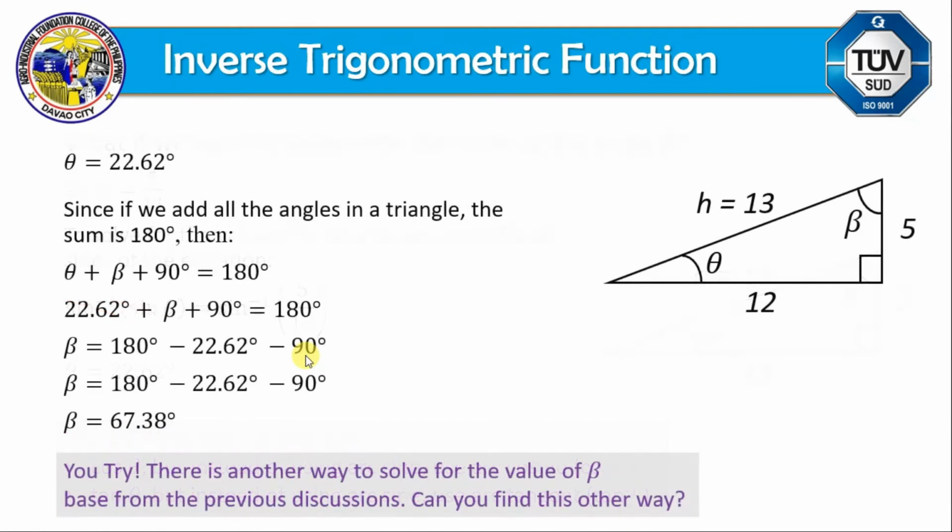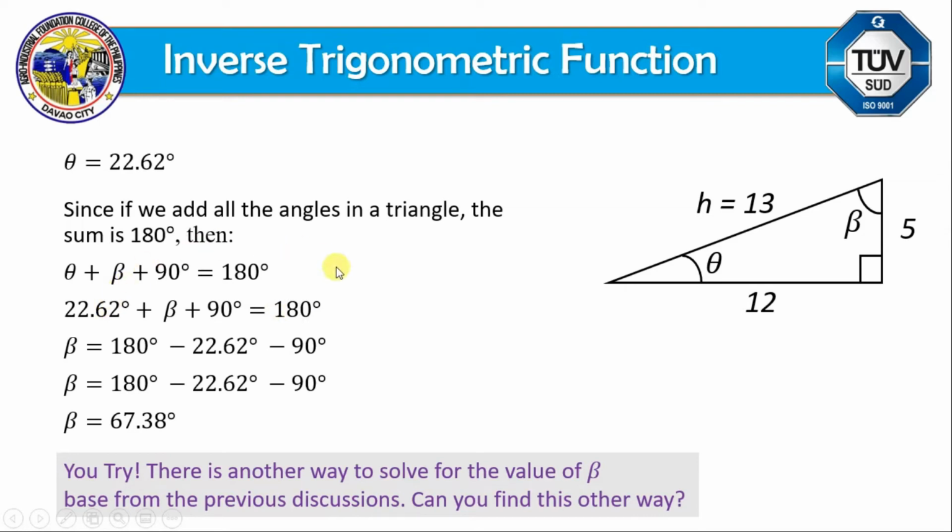Okay? Now, since na-solve na natin yung 22.62 degrees, if we add all the angles in a triangle, sabi natin kanina sa thing to remember, the sum is 180. Pag in-add natin itong theta, itong 90 degree angle, at itong beta, equal sa 180. So, since nakuha na natin yung theta, 22.62, beta, hindi pa natin alam, the 90 degrees equals 180.